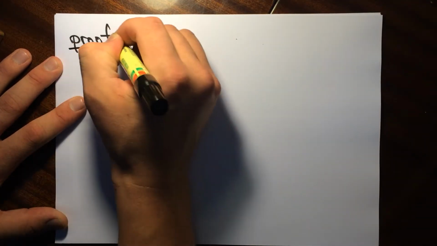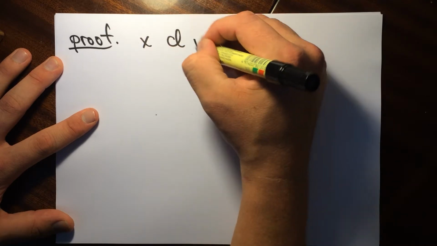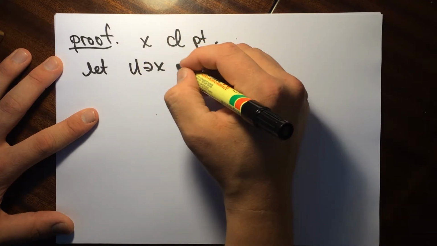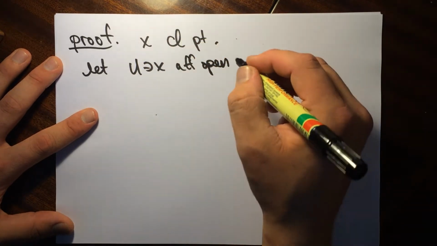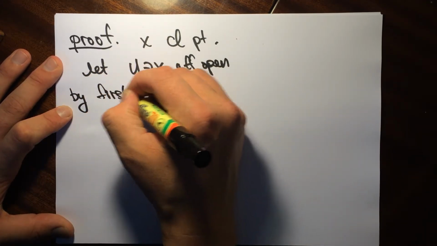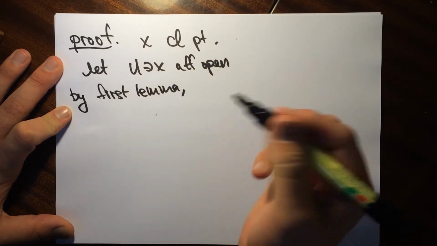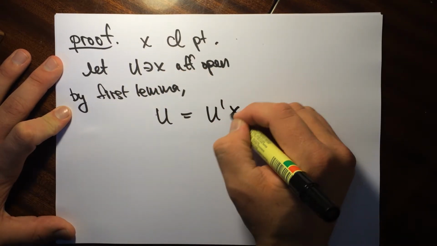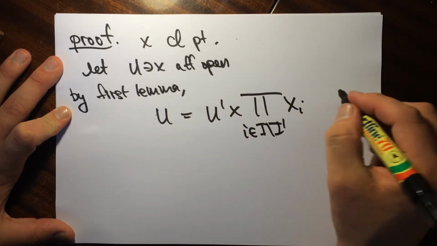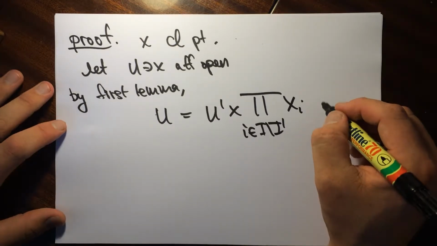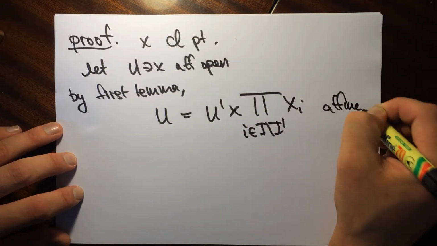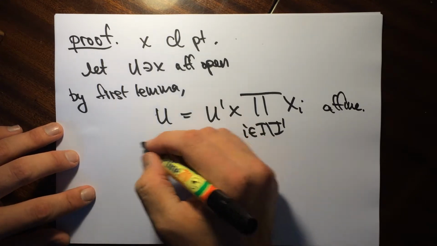What we're going to do is take x, the closed point. Let U containing X be some affine open containing the X. And by the first lemma, we're going to have U looks like a product, and this is affine. So this is an affine open set, and this already looks like trouble. This looks bad.